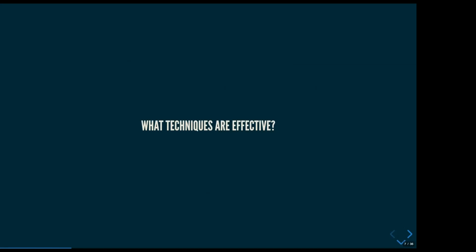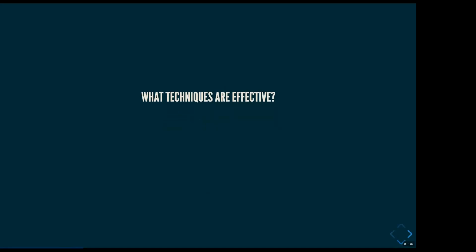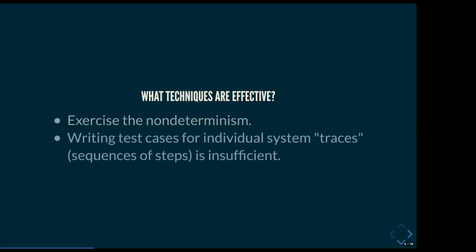So now we'll talk about techniques that are effective at addressing some of this non-determinism. And the general theme here is that you have to exercise the non-determinism in a more exhaustive manner than you might do with a typical unit test. Because a typical unit test might only exercise what we call one trace of the system, which is to say one sequence of steps in that tree. And it might not explore other branches because it's not exercising every possible fault or every interleaving of possible scenarios.